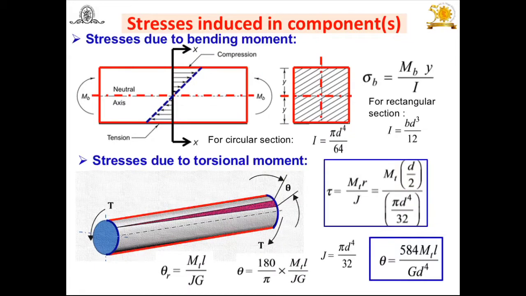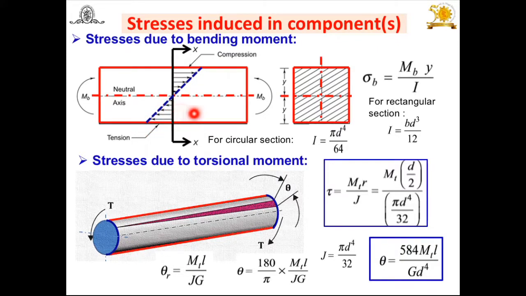Now let us see the other one, indirect stresses. The indirect stresses induced in the component are the stresses due to bending moment. Look at this beam when subjected to bending moment MB, which is shown here. Because of that, at this section, because of the force, the inside surface of the beam is subjected to compressive stresses from this neutral axis, and the other half portion is subjected to tension.